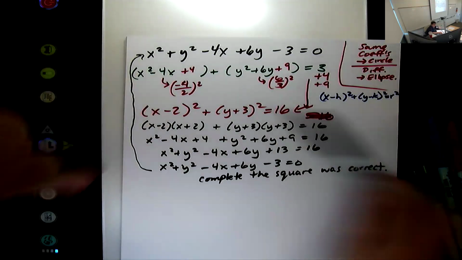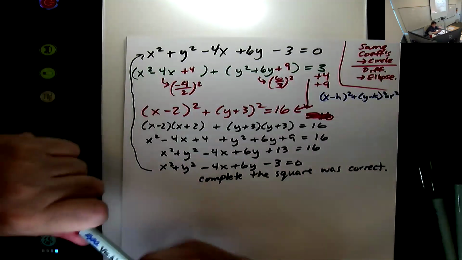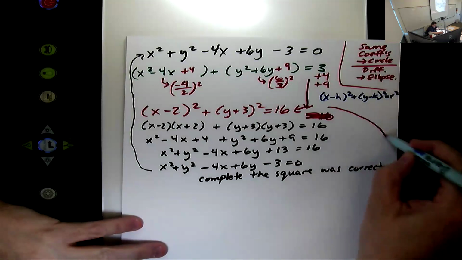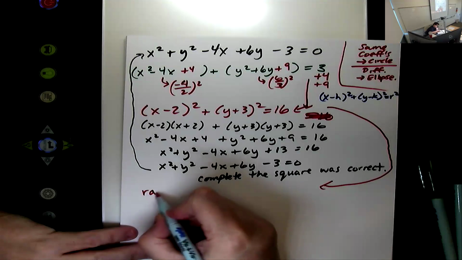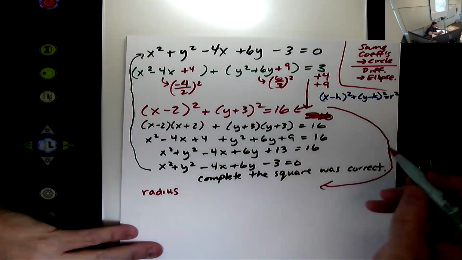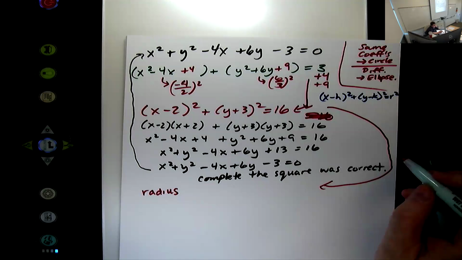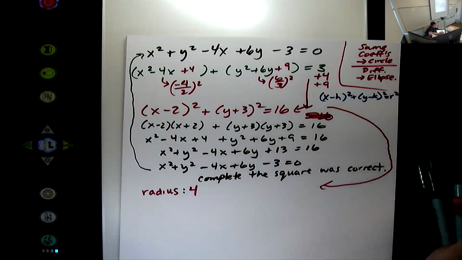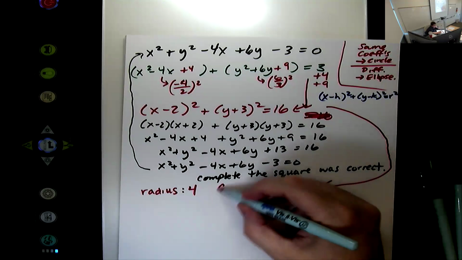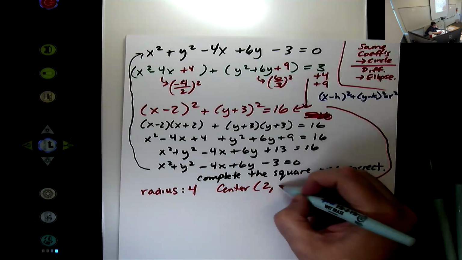So what does that tell us about this circle? The radius is 16. Is that squared, right? Yeah, 16 is r squared, so the radius is the square root of 16, which is 4. And our center is +2 in x and -3 in y.